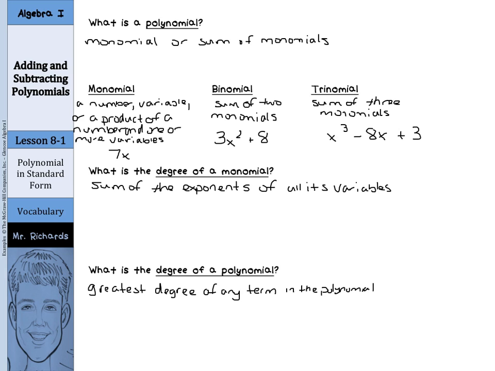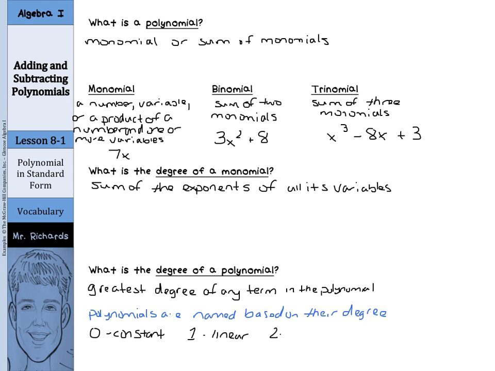And it is worth noting that polynomials are named based on their degree. So if you have a 0 degree polynomial, that's called a constant. If you have a first degree polynomial, that's linear. If you have a second degree polynomial, that's called a quadratic. And if you have a third degree polynomial, that's called cubic.